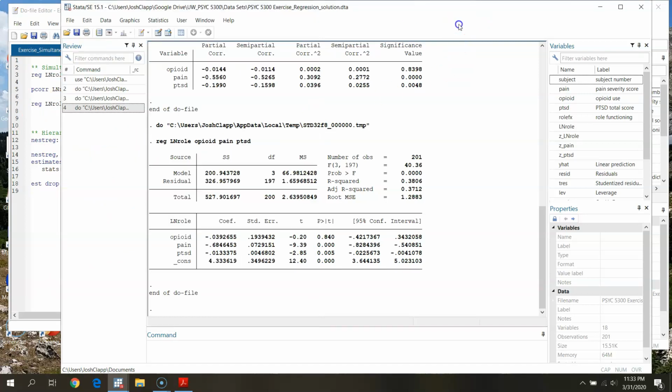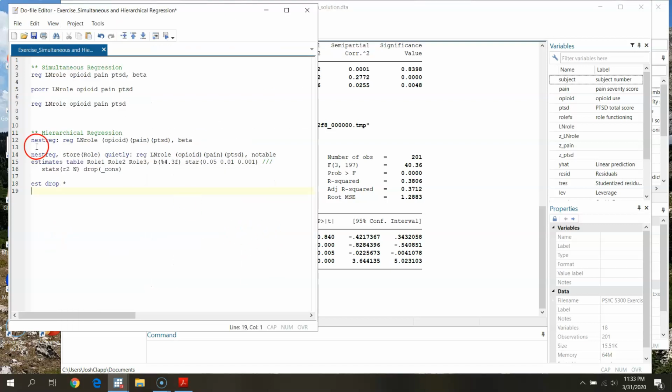But perhaps we want to look at the incremental benefit of each one of these as they add to the model. Now, this doesn't really make sense as kind of a contrived example, but just to show you how we would go through and set up these data in a hierarchical regression, we're going to start by specifying nestreg. And this is just going to give us a nested regression or a hierarchical regression model.